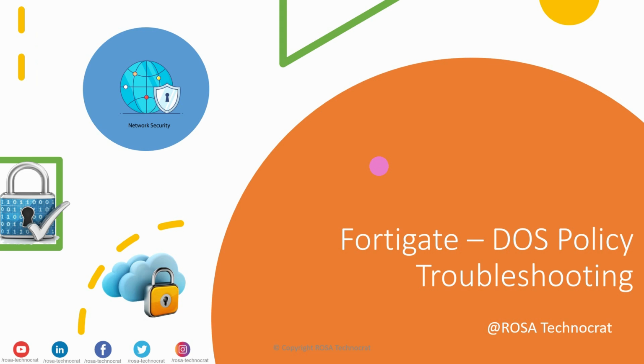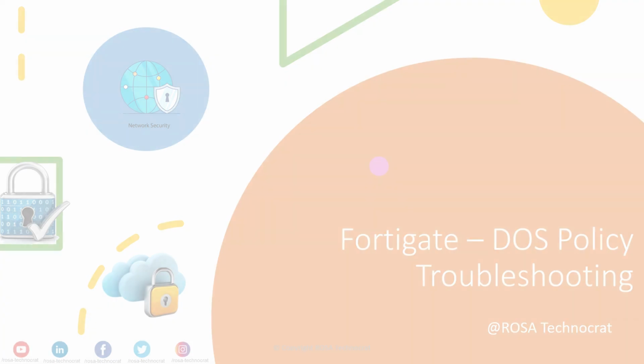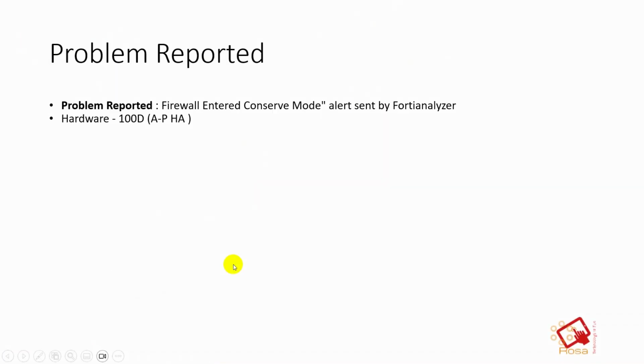Today we will talk about DOS policy on FortiGate, which is denial of service policy. This topic came into my mind because recently I've seen a problem where the firewall was entering conserve mode very frequently. This is how this topic came to my mind, and then how we troubleshot and fixed that problem. The root cause of the problem was a DOS attack.